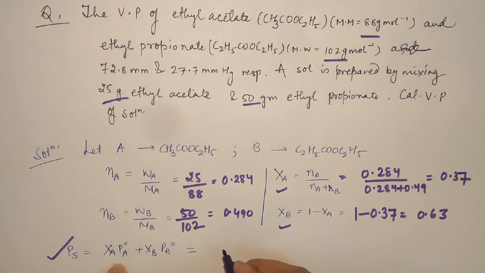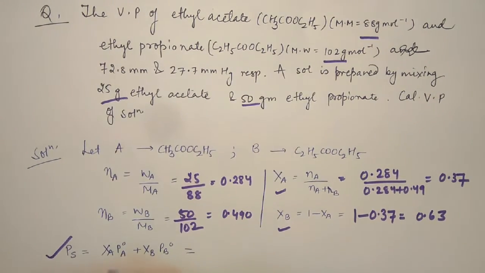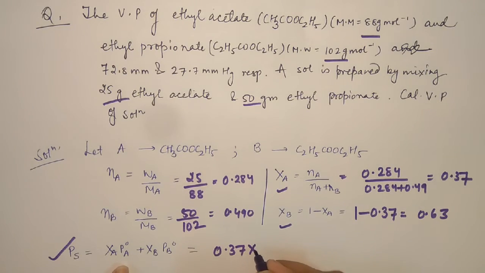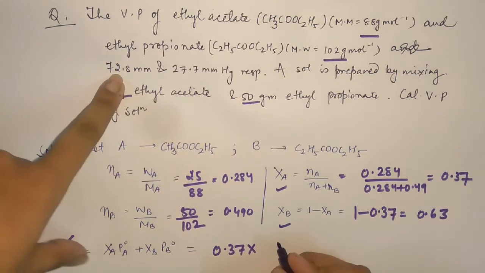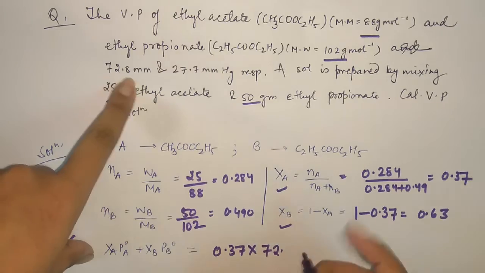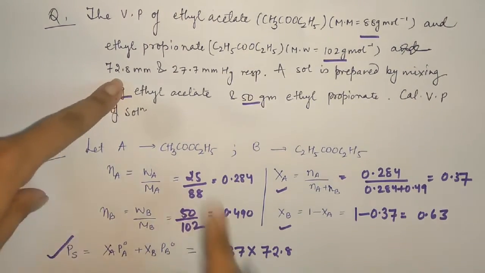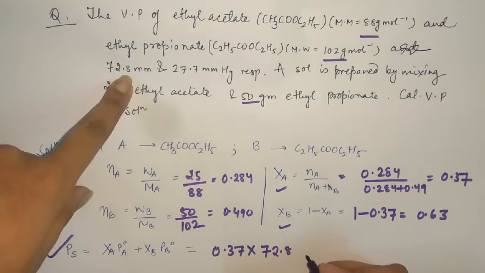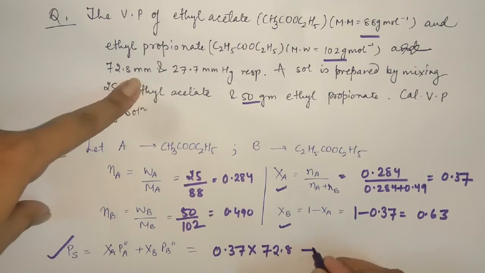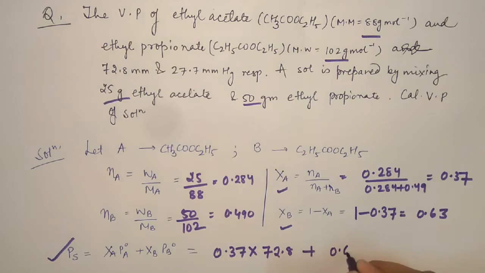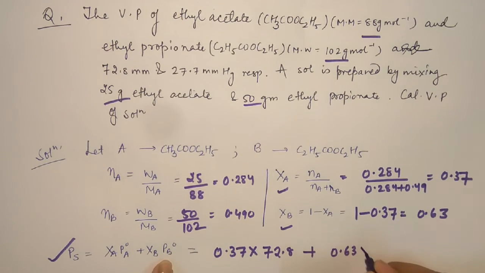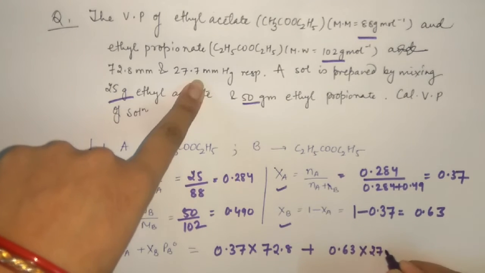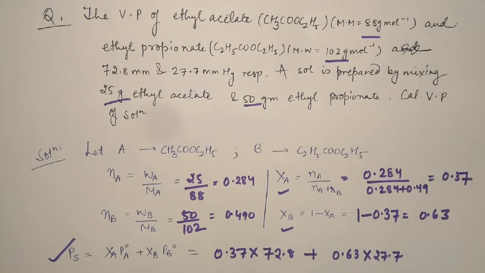Now simply substitute the values. XA, what is XA? XA we have just calculated. Here I am writing 0.37 into PA naught. What is PA naught? 72.8. Just carefully put the values. Don't shuffle the values. A stands for CH3COOC2H5, right? Plus 0.63, XB, into PB naught. What is PB naught? 27.7. Yes or no? I substituted the values.